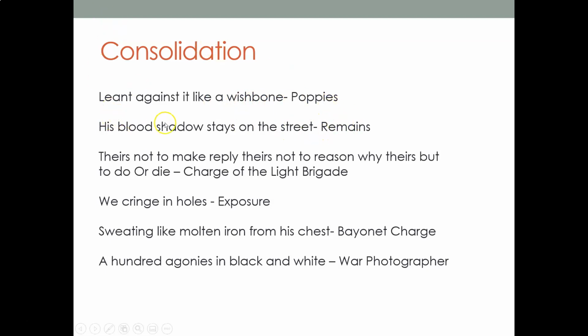Now, Remains. So we know now it's "his blood shadow stays on the street". But what do we mean by blood shadow? What's it a reference to? Right, so it's a reference to the man that's being killed, the man that is dead.